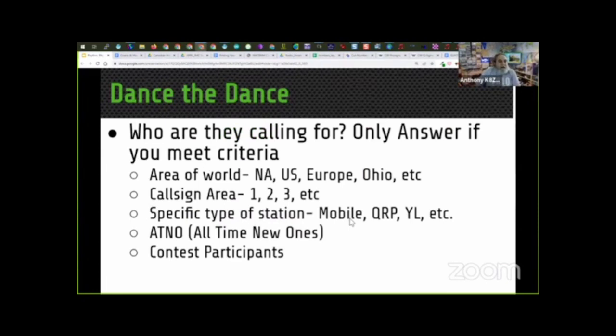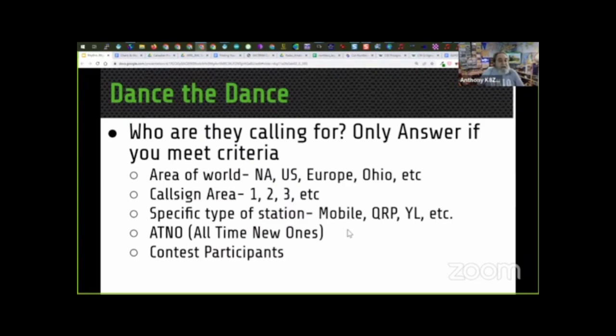If they're calling for an area of the world, if they're saying CQ Vermont, and you're not in Vermont, don't answer. If they're calling for North America and you're not in North America, don't answer. If they're calling for Europe and you're in the United States, don't answer. If they're calling for a specific call sign area, only answer if you're in that call sign area. If they're asking for a specific type of station, mobile, QRP, YL, etc., answer only if you meet the criteria.